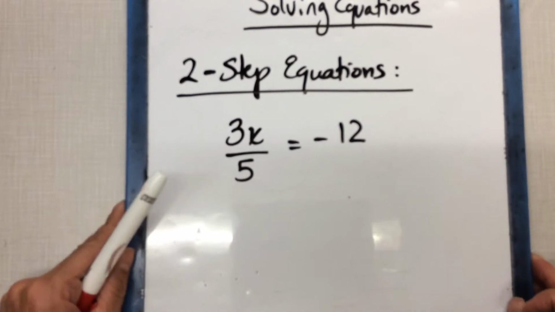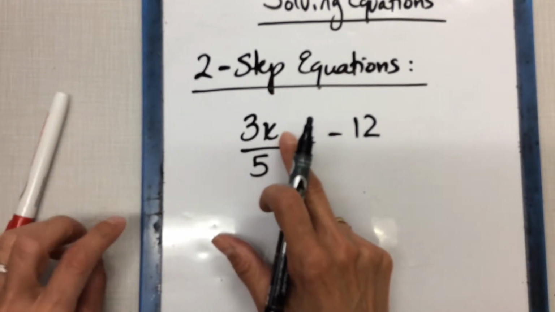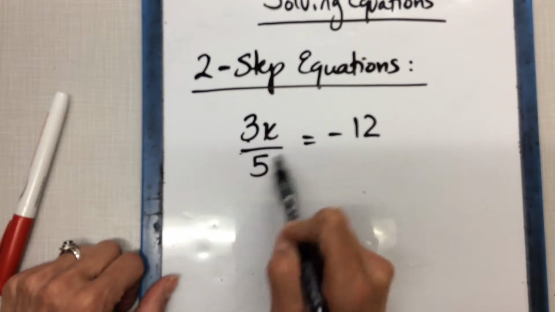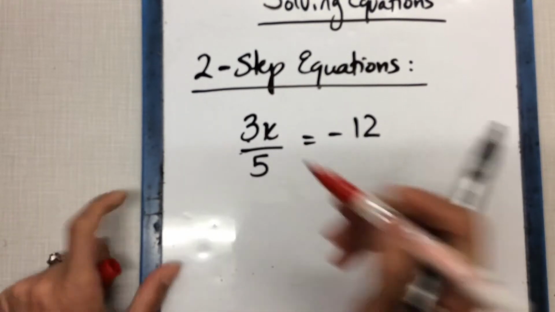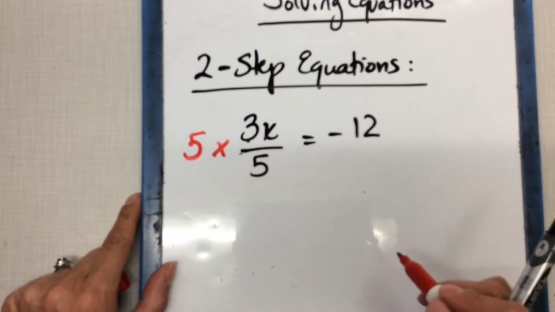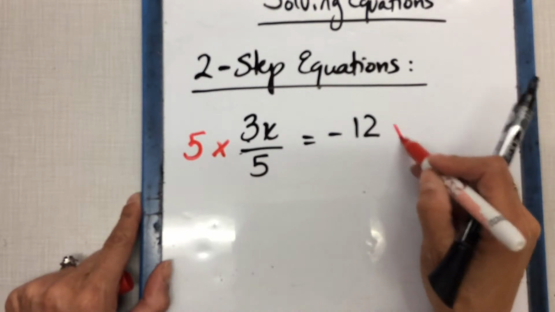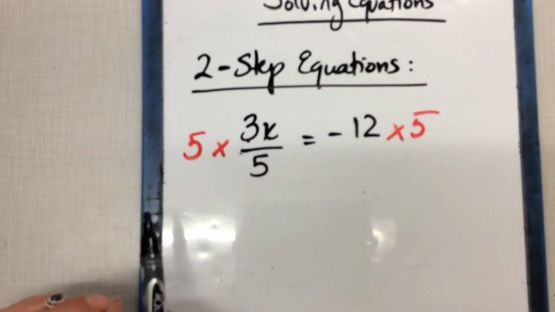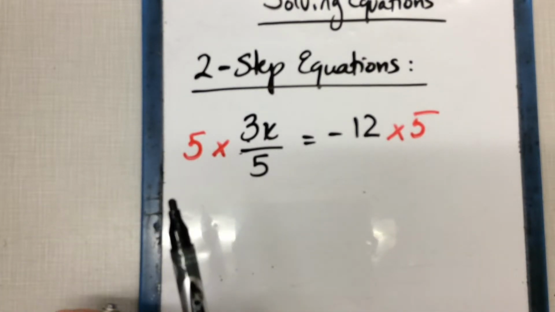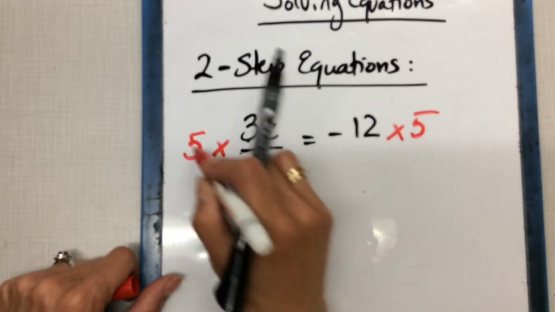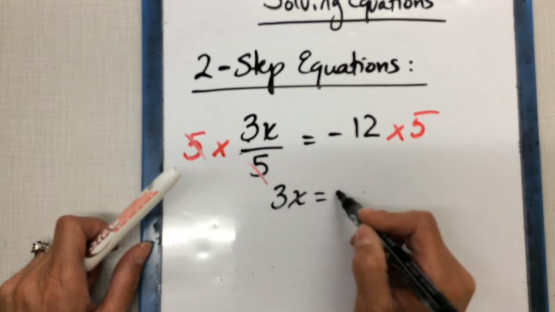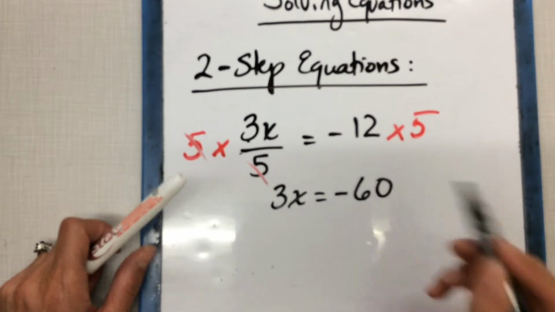Okay. Well, let's see what's happening to the x. This variable is being multiplied by 3 and divided by 5. The opposite would be to multiply by 5 and divide by 3. We'll start with the multiplication. And so what we do on one side, we must do also on the other. And these will cancel out, and we will have 3x is equal to negative 60.